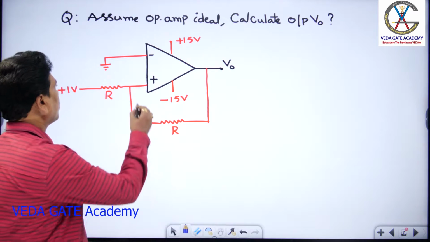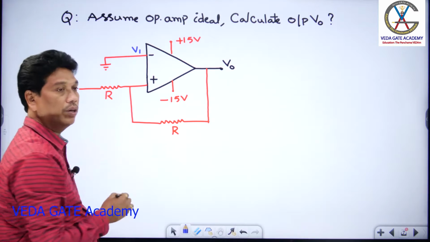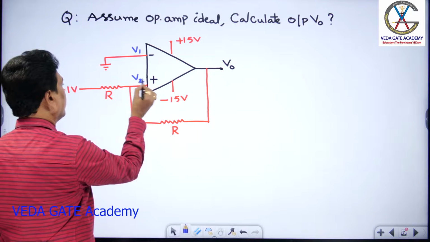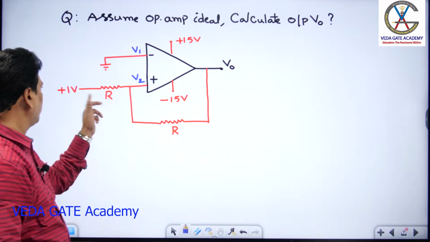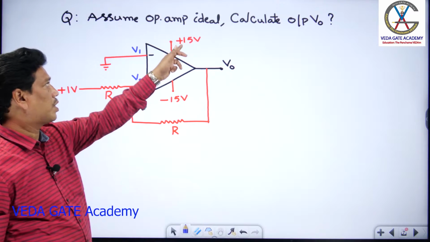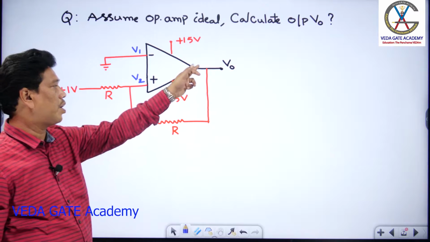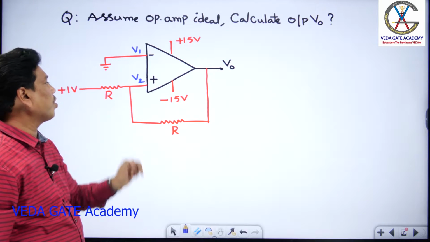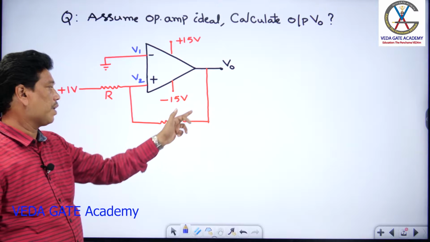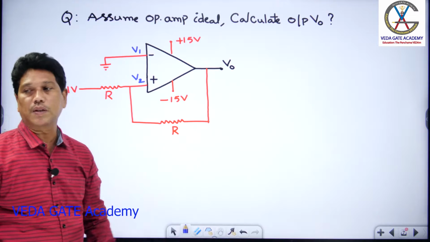Here, the inverting node is at ground. Suppose this is V1, the inverting node is at ground, and the non-inverting node is applied to 1 volt through a resistance R. Saturation voltages are plus 15 and minus 15 volt. And we introduce the feedback from output to the non-inverting input, not to the inverting input, through a resistance R.